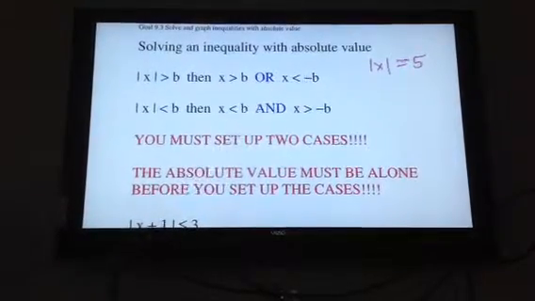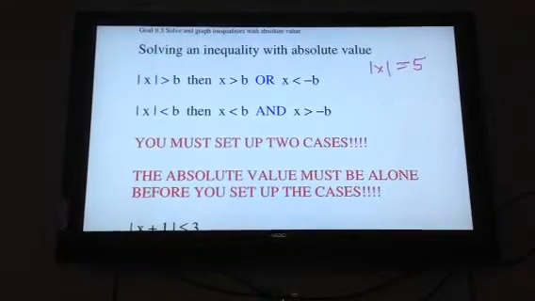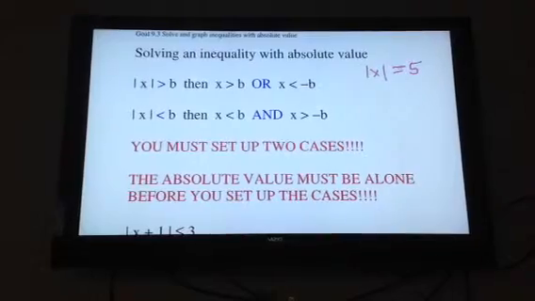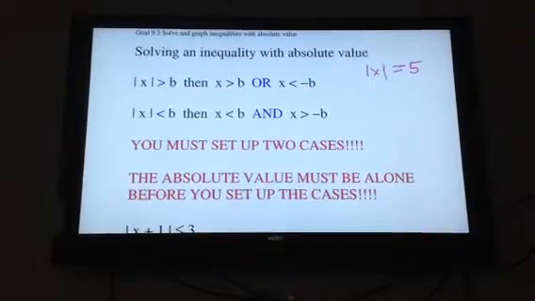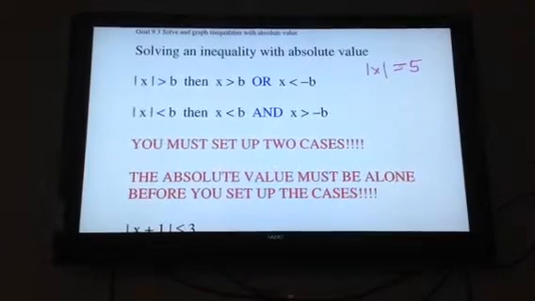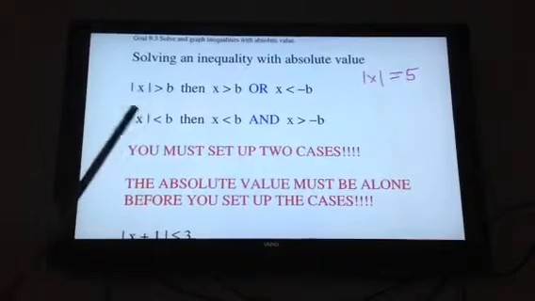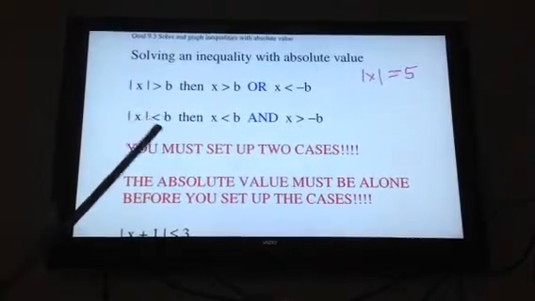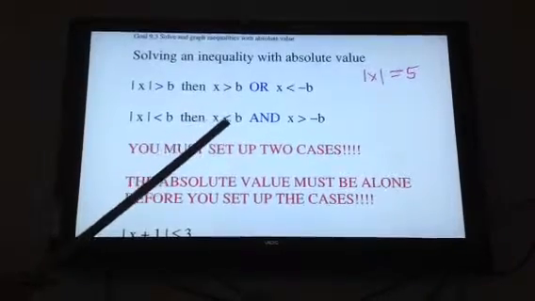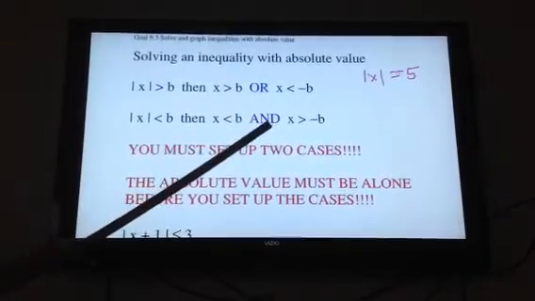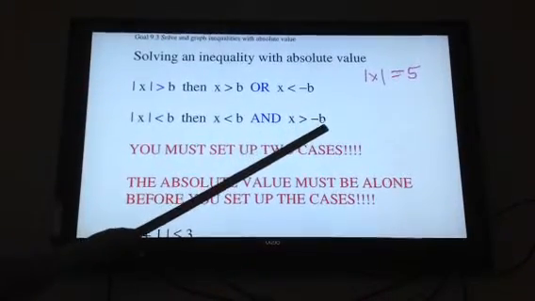I also am inserting the word or between the two cases. So this is where it doesn't give you the word and or. You are going to have to know which word to insert there. And then remember, that plays a role in the solving of the inequality. Okay? If my absolute value is less than or equal to something, then my first case is x is less than that number, and case 2, x is greater than the opposite of that number.